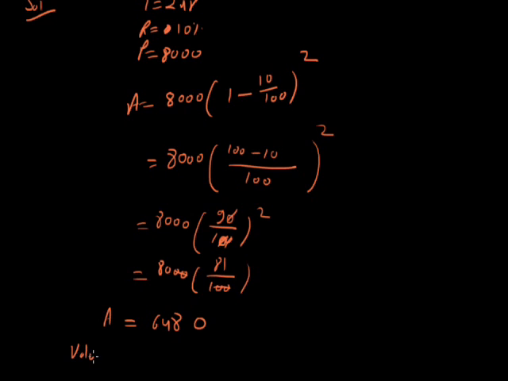So the value depreciated, how much depreciation has happened? The initial value is 8,000 and the present value is 6480. So the difference of these two is the depreciation in value. So the decrease in the value is 1520. So this is the decrease in the amount, that is 1520.